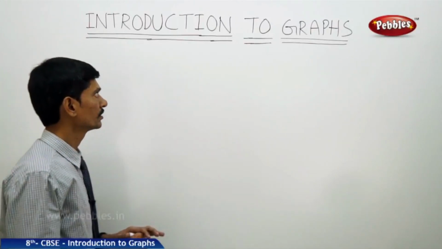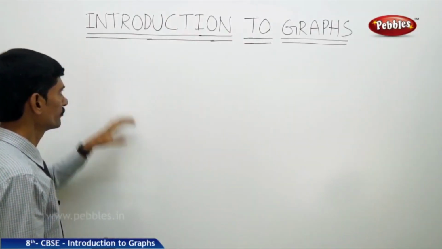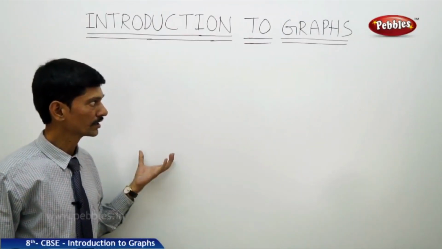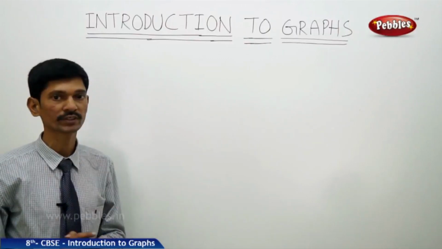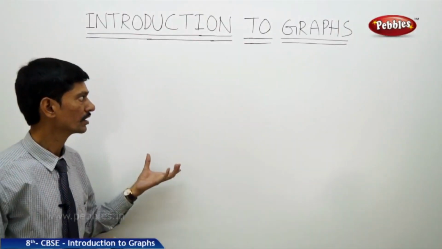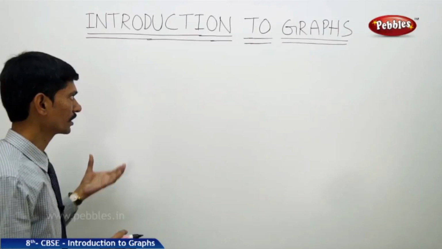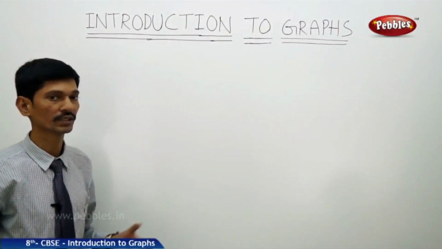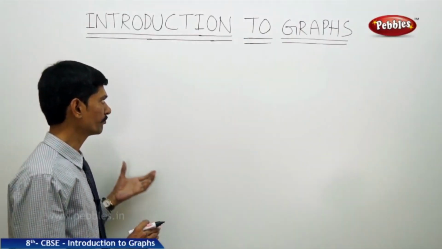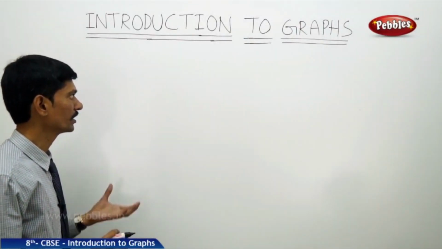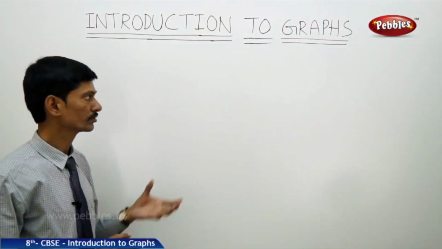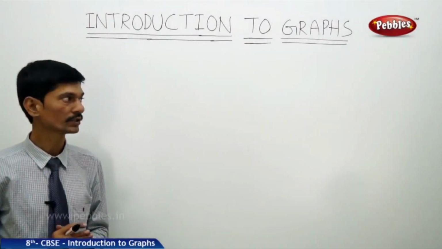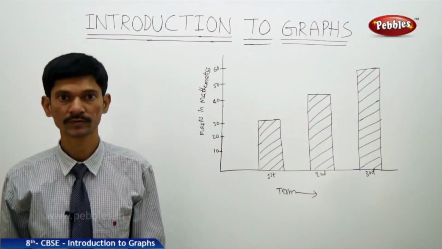So actually the graphs are the visual representations of the numerical facts. The data can also be represented in the form of a table, but the graphical representation of any data we can understand easily. And if you want to make any comparison, or compare a trend, the graphs are very helpful to us so that we can understand easily.